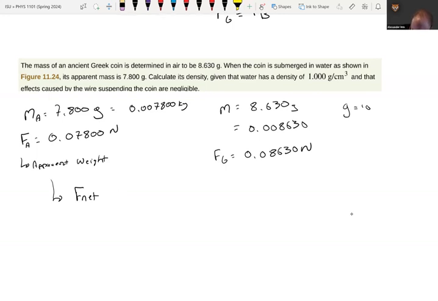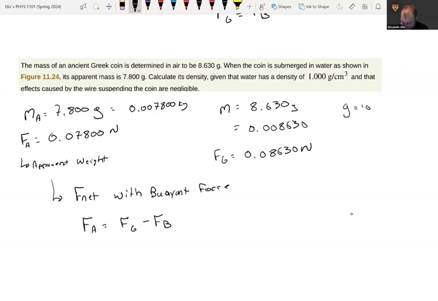So with the buoyant force, that's what apparent weight means. Basically, it means your apparent weight is going to be your force of gravity minus your force of buoyancy.